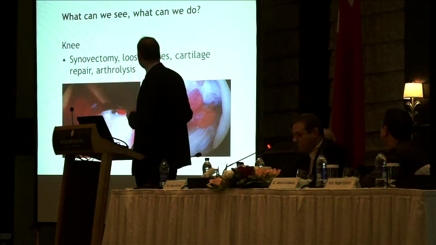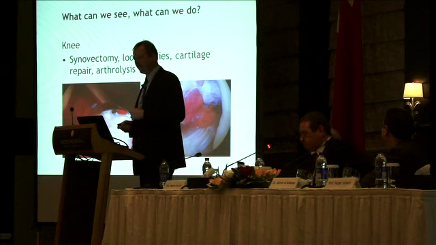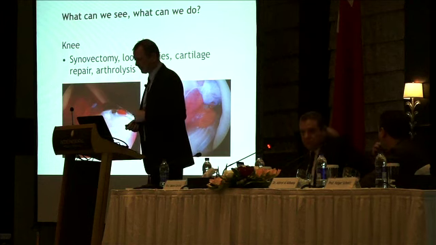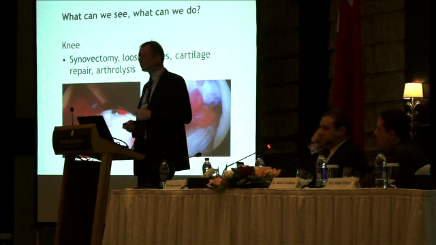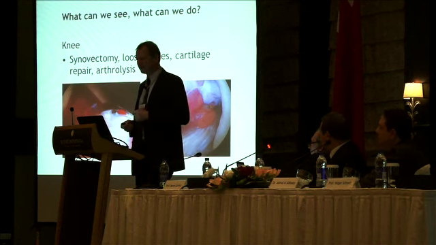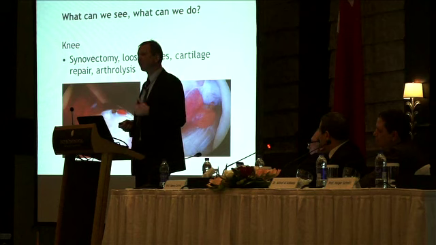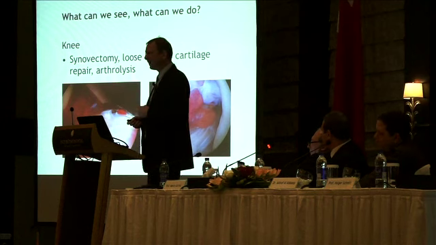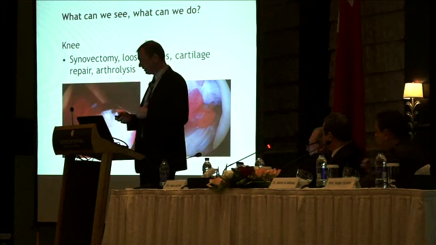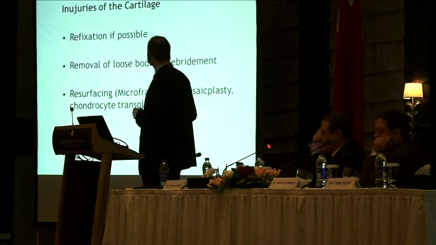As you see here, this is the anterior cruciate ligament. You see here some synovial tissue. This is not very difficult to reduce the synovia. We can remove the loose bodies, and we can do an arthrolysis. That means we can improve the range of motion of the joint. And in some cases, we also can do a cartilage repair.